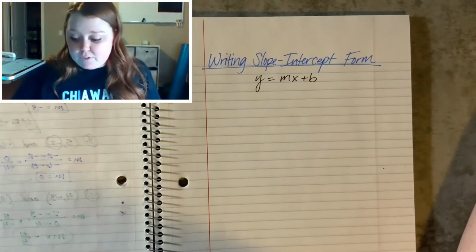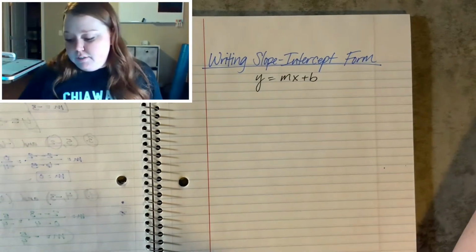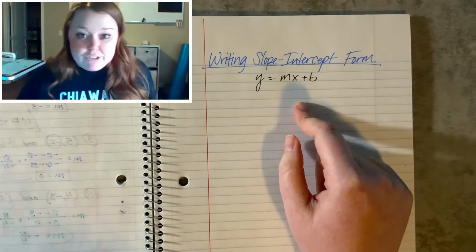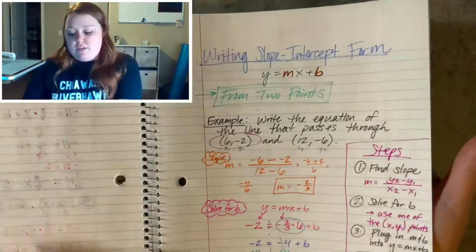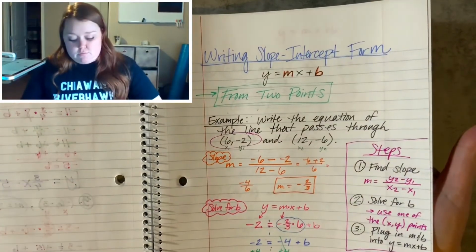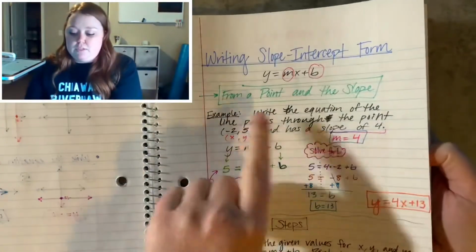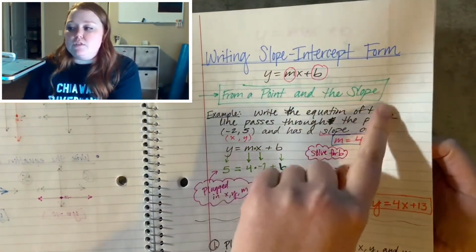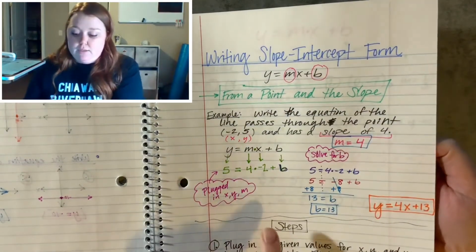Are you guys ready for the last lesson of this unit? I am writing slope-intercept form, which we've been doing. Last time I gave you 2 points. The time before that, I gave you the slope and a point. So this was definitely the easiest because part of the puzzle was given to you. I at least gave you the m. All you had to do is solve for b.